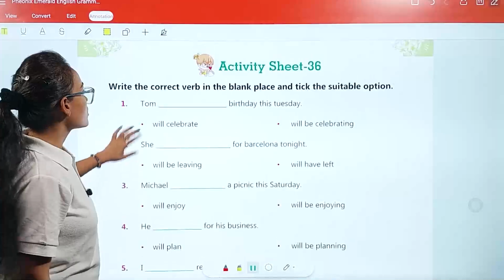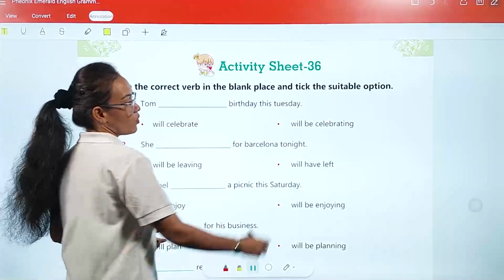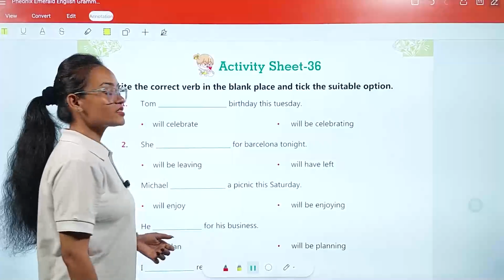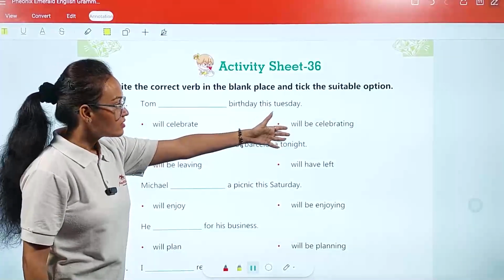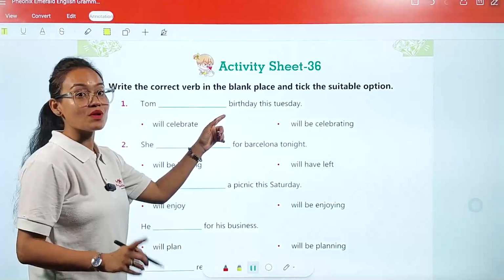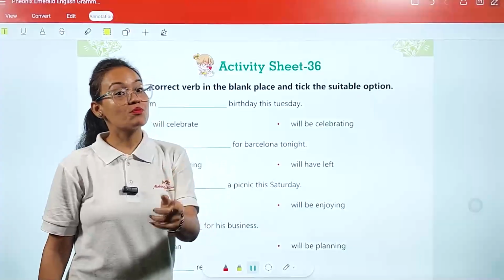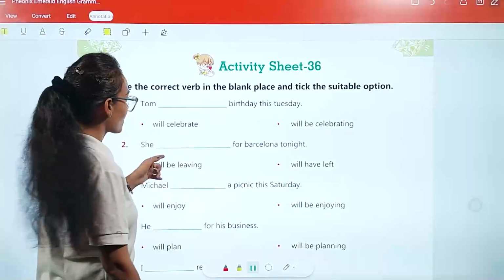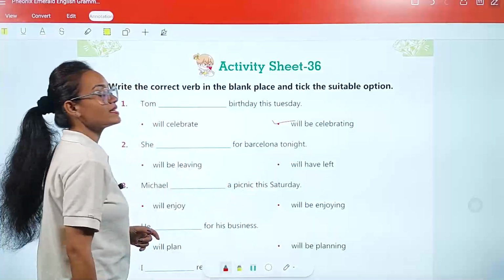Now, the first one is Tom dash birthday this Tuesday. Tom will celebrate birthday this Tuesday, or Tom will be celebrating birthday this week, because here we are talking about the future but in continuous form, and continuous means verb plus ing. So Tom will be celebrating.